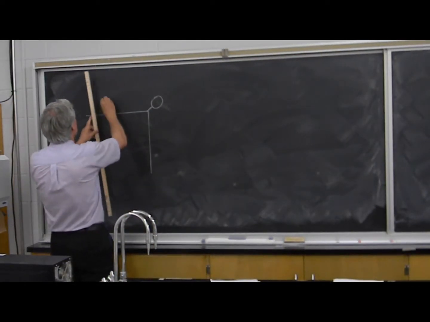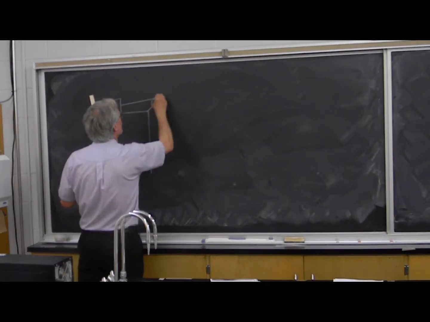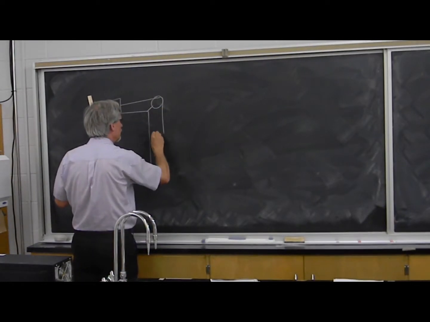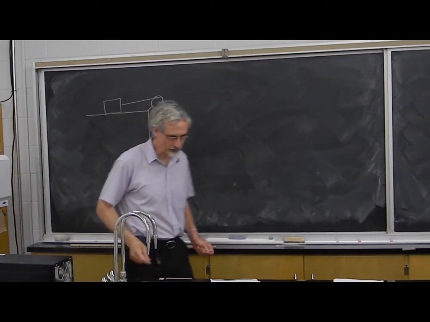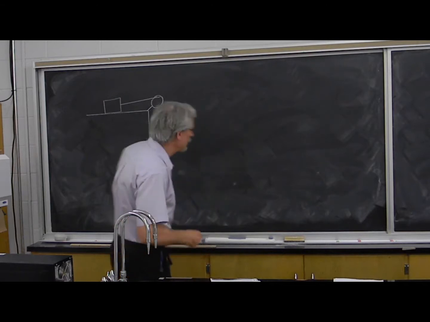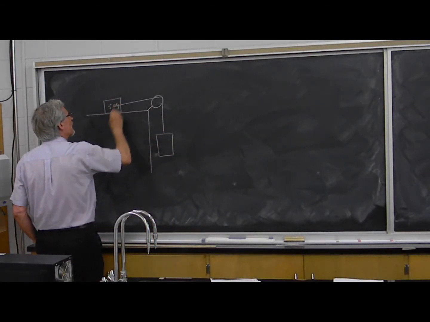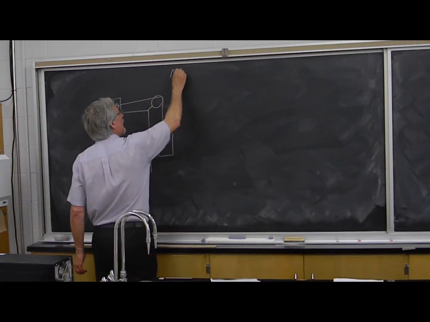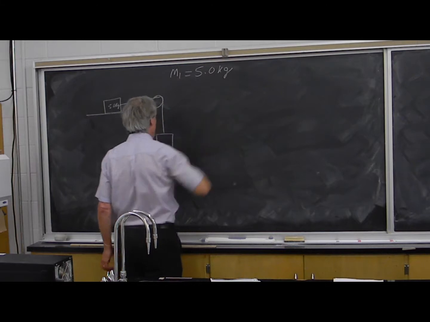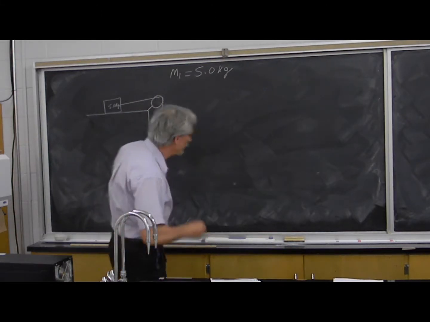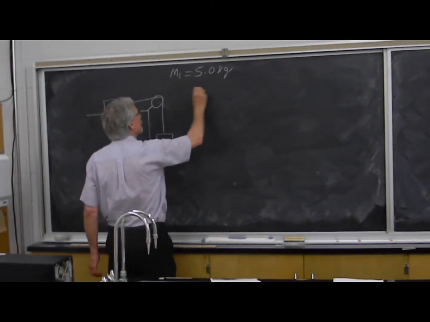We have a mass here connected to the pulley and a mass hanging down. 5.0 kilograms on this one, so we'll say M1 is 5.0 kilograms and 3.2 kilograms for mass 2.